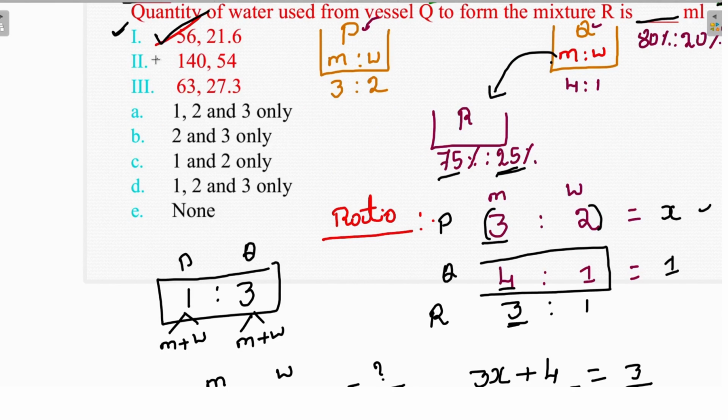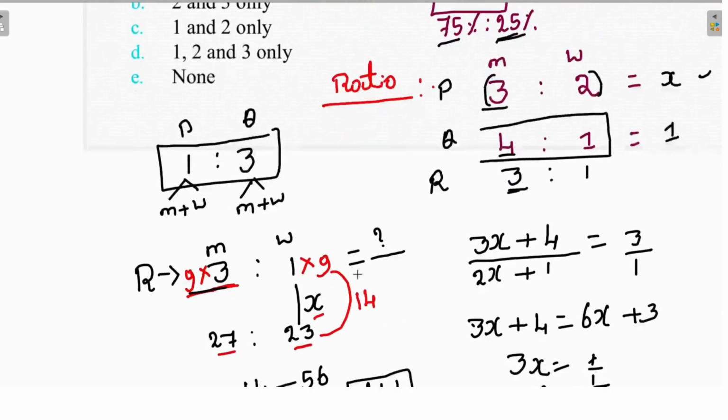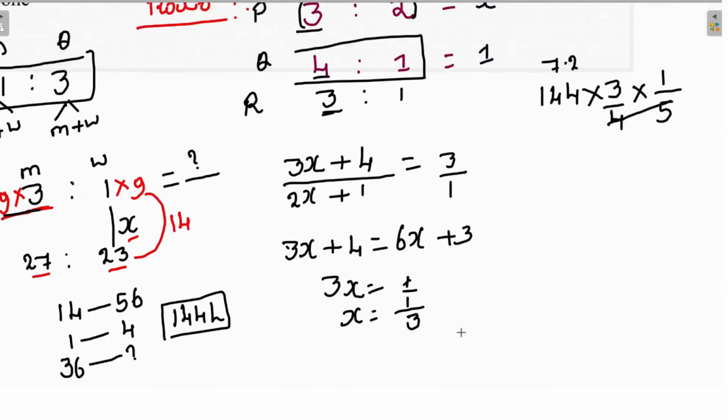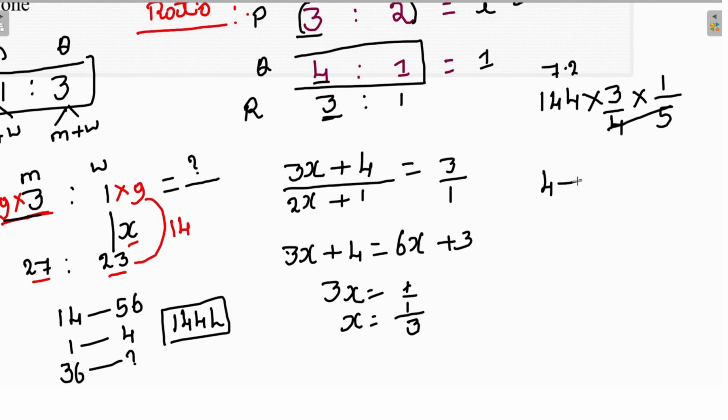Again, same thing, you have to check this part also. Instead of 56, now you have to check for 140. Not 4 parts, sorry, 14 parts, because you added 4 here. 14 parts is equal to 140. 1 part is equal to 10. Then here the total is 36 parts. 36 parts is equal to how much? In vessel R we have 360 liters in total.